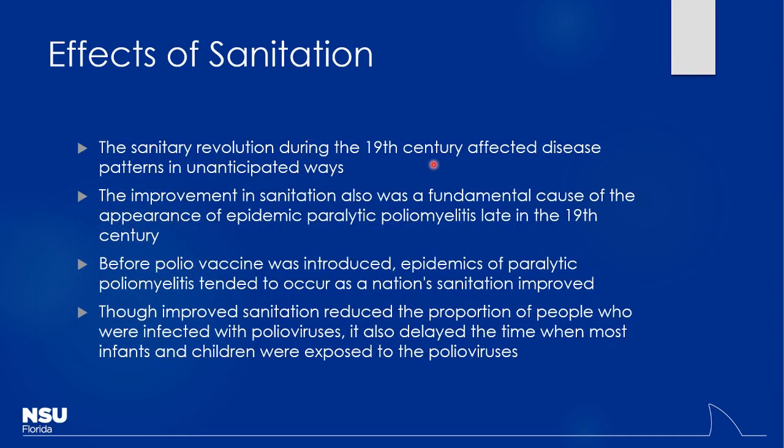And so what we end up seeing is that disease patterns were also affected pretty significantly by the sanitary revolution. So again, one of the big changes that happened here was the epidemic of paralytic poliomyelitis that happened late in the 19th century.